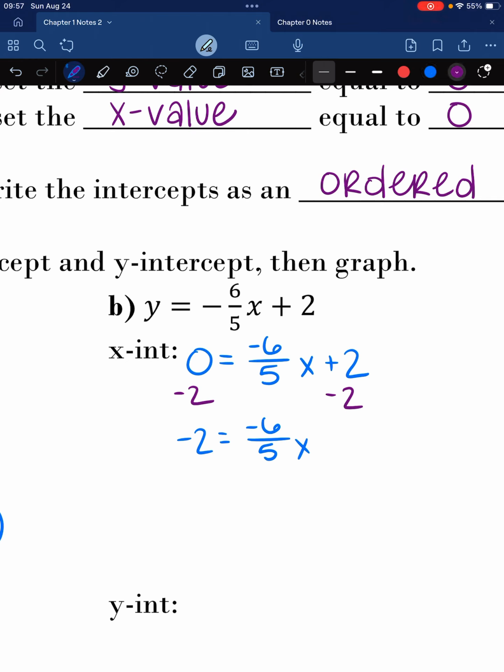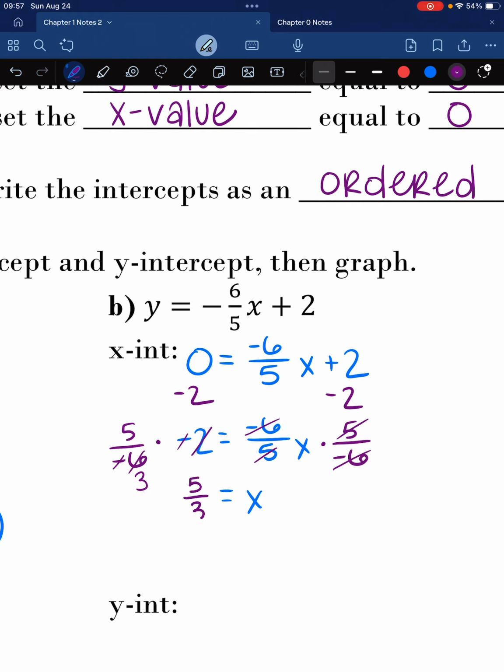I'm going to go ahead and multiply both sides by the reciprocal. Because this -6 is going to cancel out with this -6. This 5 is going to cancel out with this 5. So I'm just left with 1 times x, which is just x. So I have x equals. Then I can also do some simplifying over here. The negative and a negative are going to cancel out. This 2 is going to cancel out here. And now we have 5/3.